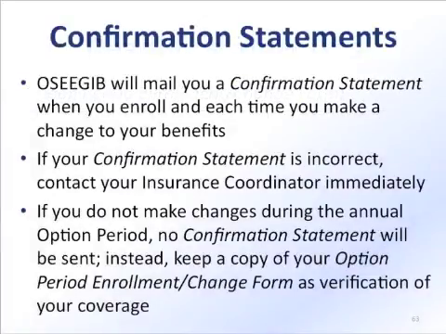Confirmation Statement. OCGIB will mail you a confirmation statement when you enroll and each time you make a change in your benefits. When you receive your confirmation statement, review it carefully to confirm that your information is correct. If you find an error on your confirmation statement, contact your insurance coordinator to get it corrected. Your insurance coordinator has a limited period of time to make corrections.